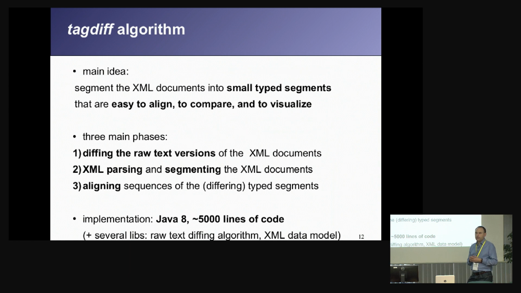There are 3 main phases in the algorithm. The first phase is diffing the raw text versions of the XML documents. The second phase is XML parsing and segmentation of the documents. And the third phase is the aligning of sequences of the differing typed segments. We have implemented the algorithm in Java 8. It's about 5,000 lines of code, to give an idea of how small or large it is. It relies on several libraries for the raw text diffing algorithm and for the way we store data in memory, so the XML data model.